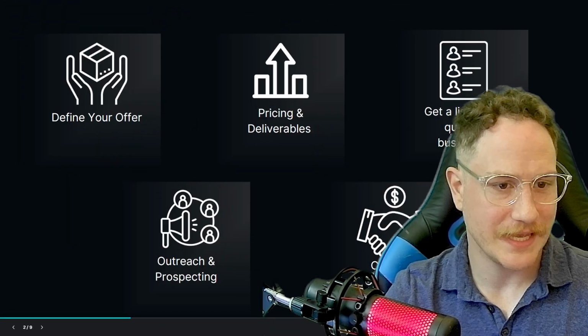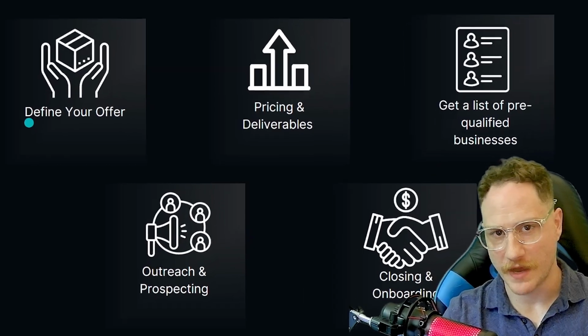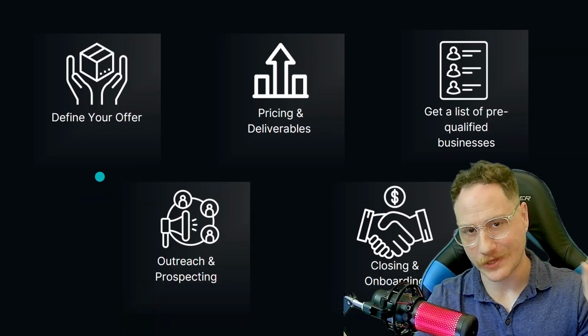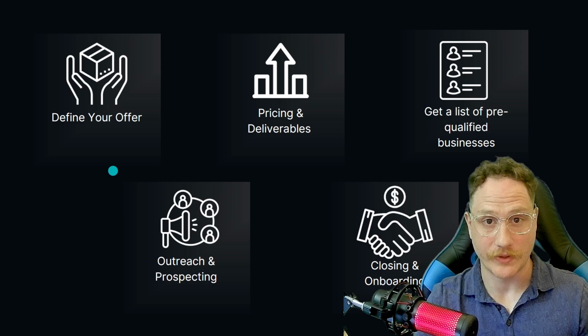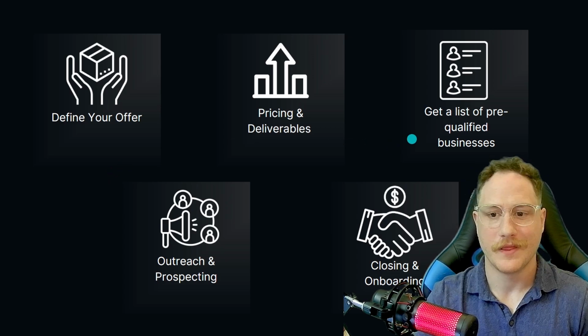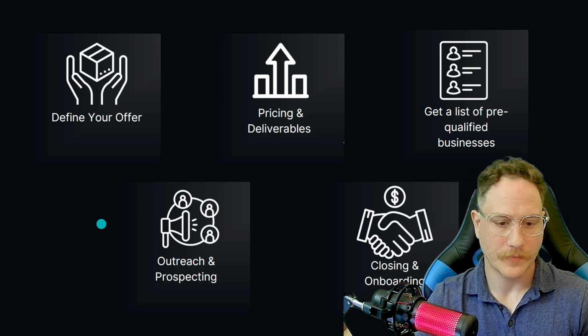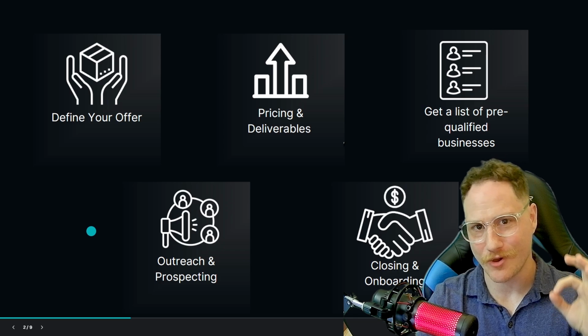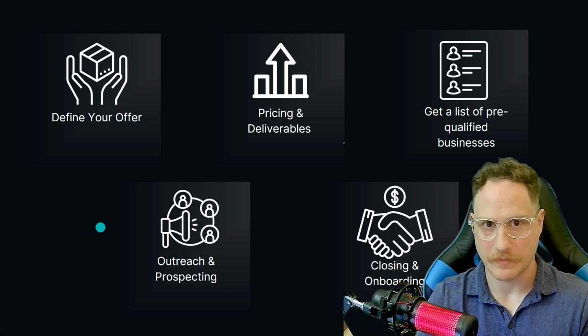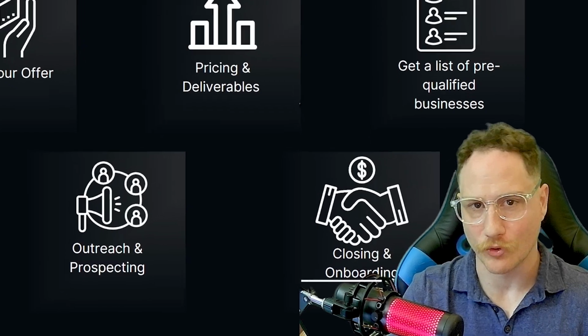Now, the first thing is an overview of what we're doing here. There are really only 5 steps to this. We need to first clearly define what you're going to be selling. We need to figure out the prices and deliverables of that. Then you need to get a qualified list to contact to start offering your services to. Then we need to zone in on the actual outreach method and how to prospect properly. And then we're gonna go into closing and onboarding clients.